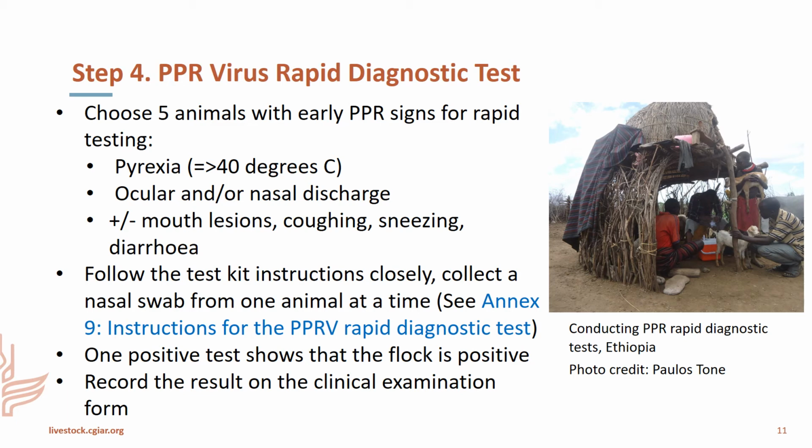Follow the kit instructions exactly, using a nasal swab from each animal. Test one animal at a time. As soon as you get one positive test, you can stop. One positive test means that the flock is infected with PPR virus.